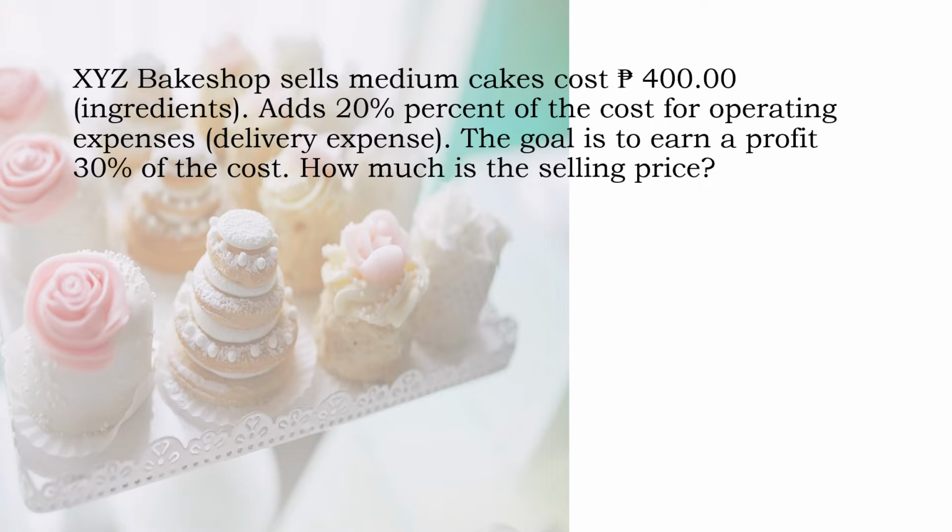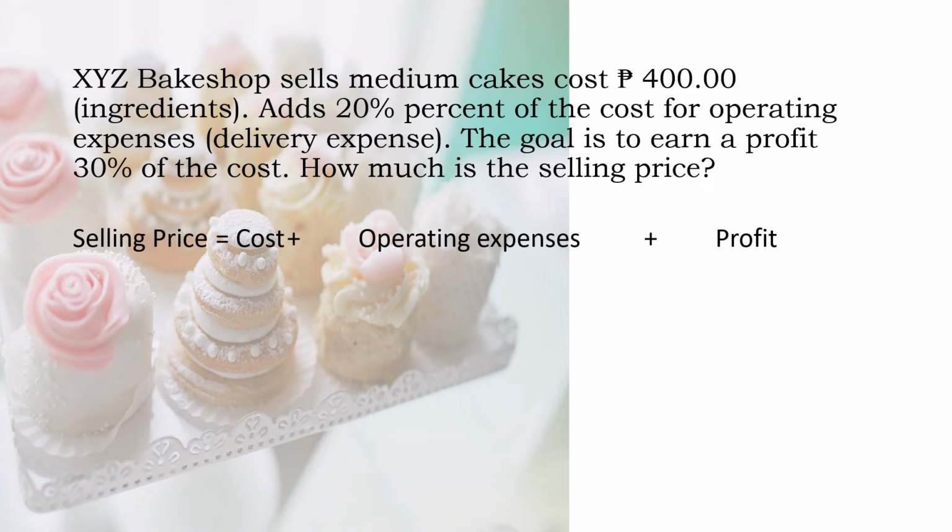Same scenario but different question. The question here is, how much is the selling price? The given were already identified earlier. The cost is 400 pesos. The operating expenses is 20% of the cost, and the profit is 30% of the cost. Now we are asked to solve for a selling price. So the formula for selling price is equal to cost plus operating expenses plus profit.